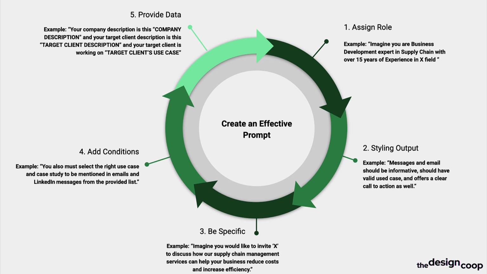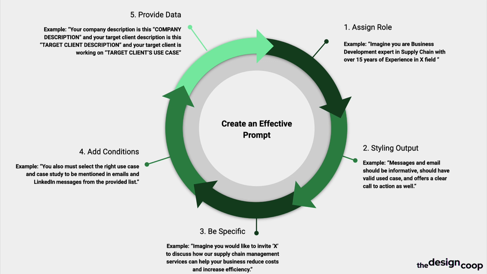We then move on to give it a styling output. An example is, messages and emails should be informative, they should have a valid use case, and there should be a clear call to action as well. You're telling the AI how you want it to give the content to you.